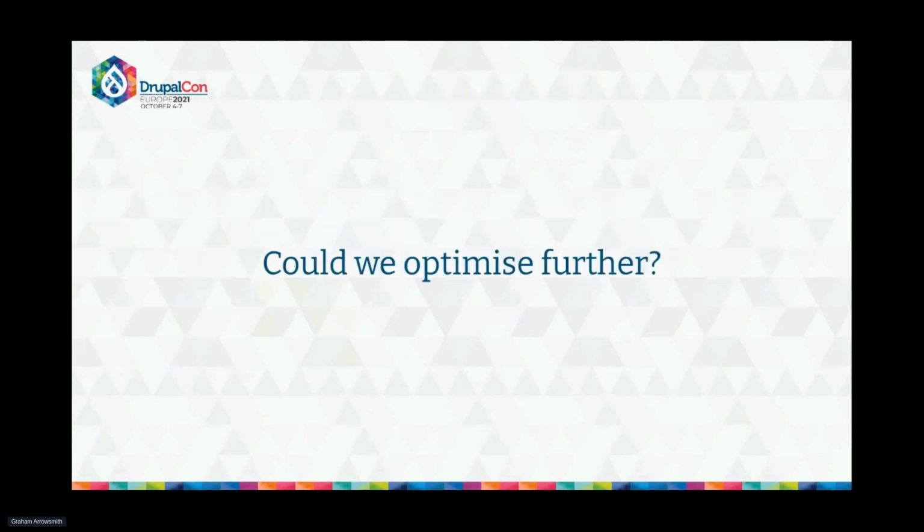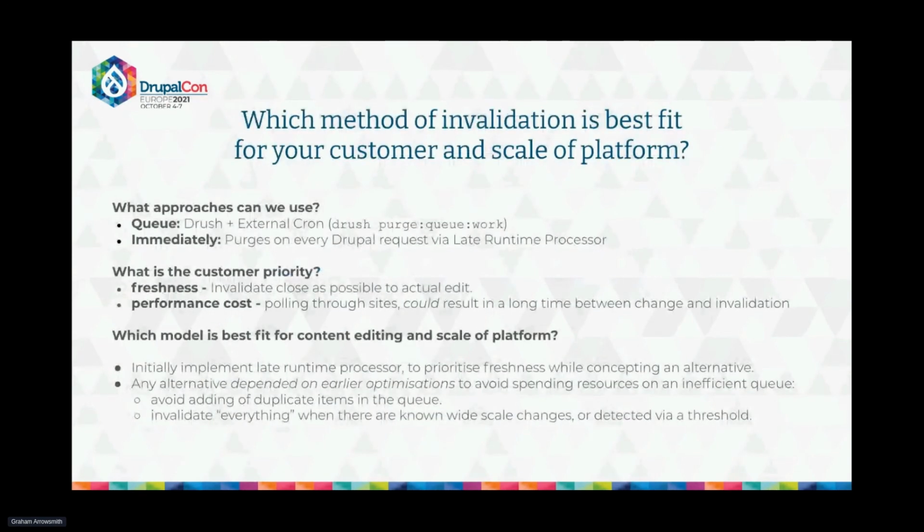So could we have optimized it further? The answer is always yes. One approach would be to scan and optimize the tag replacement logic. Can we refine it? Now, we don't have that in itself. You could have a small session on the logic and the work that was done there. But what I'm going to do is not go into optimizing queues. We'll then focus on a strategy that we implemented to look at when do we invalidate the cache? Can we process more frequently? And the question is, what method of invalidation is the best fit for your customer and scale of platform?